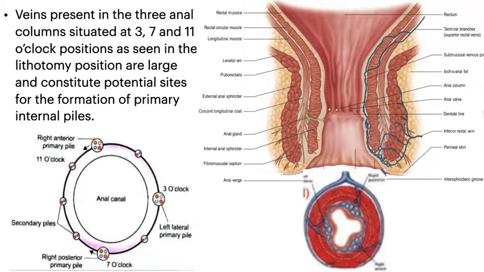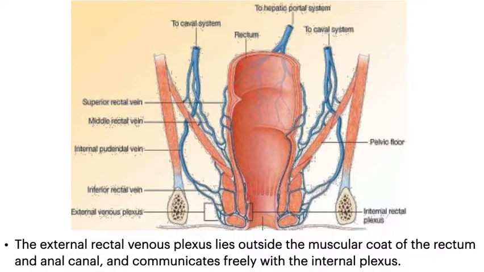Now, the veins in the three anal columns situated at the 3 o'clock, 7 o'clock, and 11 o'clock positions, as seen in lithotomy position, are large and constitute the potential sites for the formation of primary internal piles. Very, very important. Whereas the external rectal plexus lies outside the muscular coat of the rectum and the anal canal and communicates freely with the internal plexus.